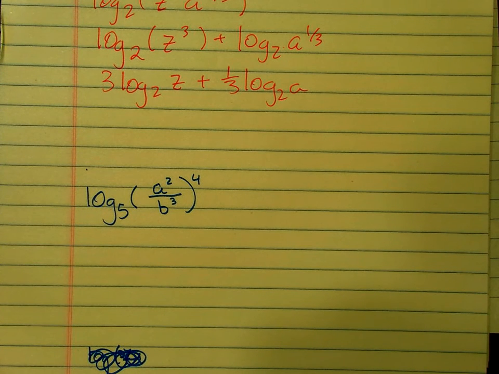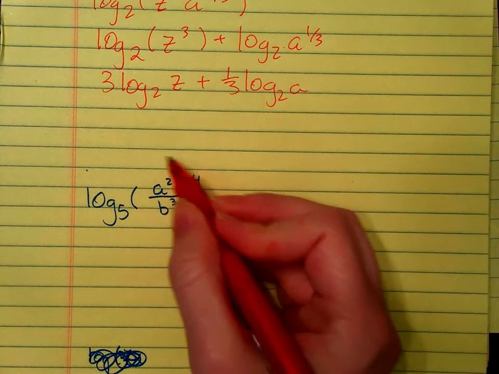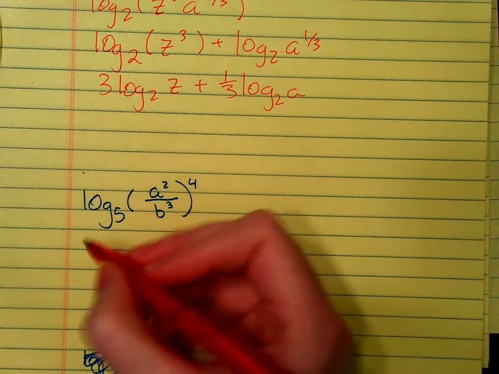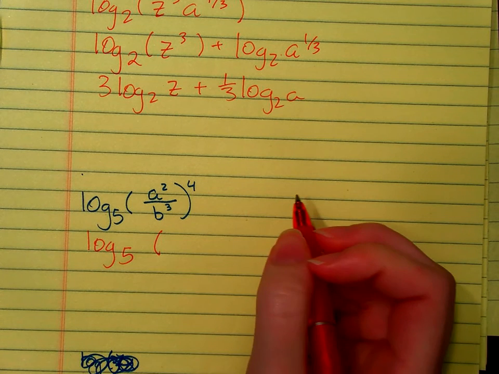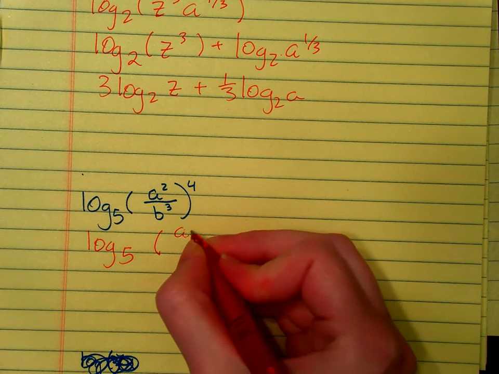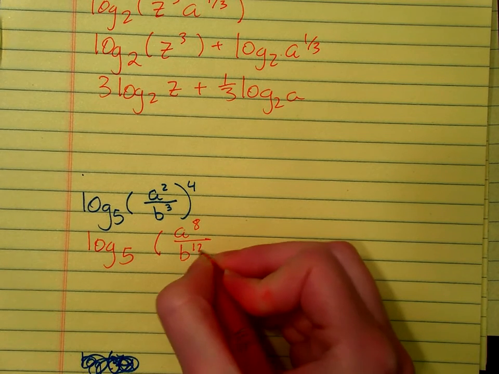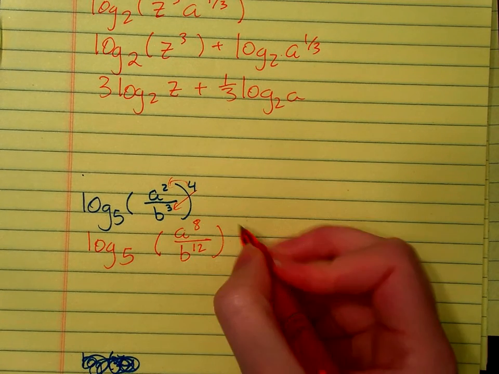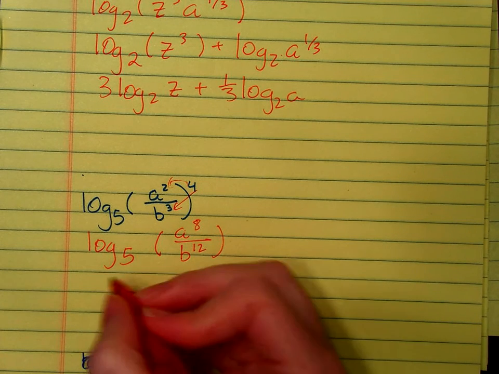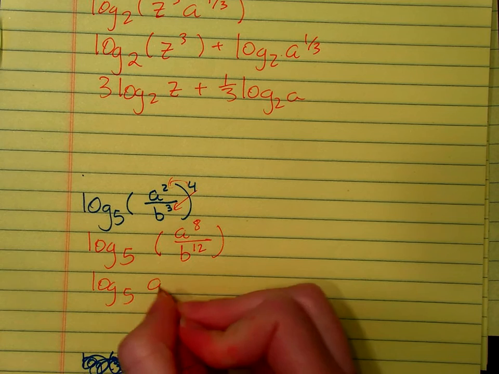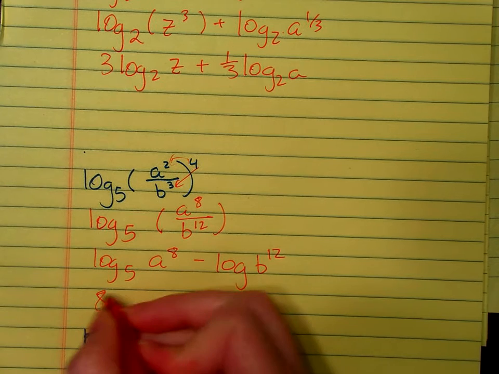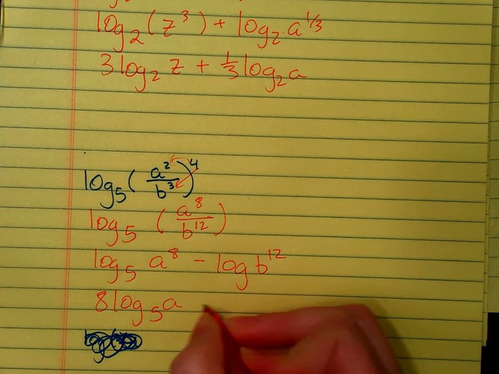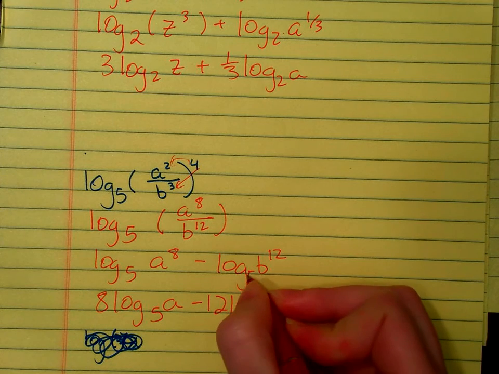Alright, next one. Before we start breaking up this division, I've got to simplify this expression using my exponent rules first, because I want to deal with the simplest exponents possible and then simplify from there. So that becomes a to the 8th over b to the 12th, because that exponent's just distributed out. Now from here, division becomes subtraction according to my log rules. And now I can bring the exponent out front. That's base 5 still.